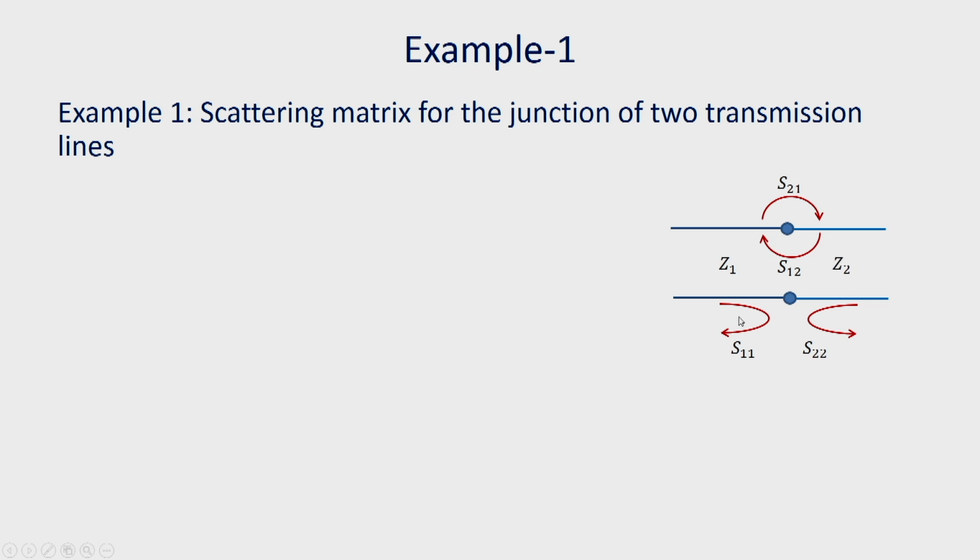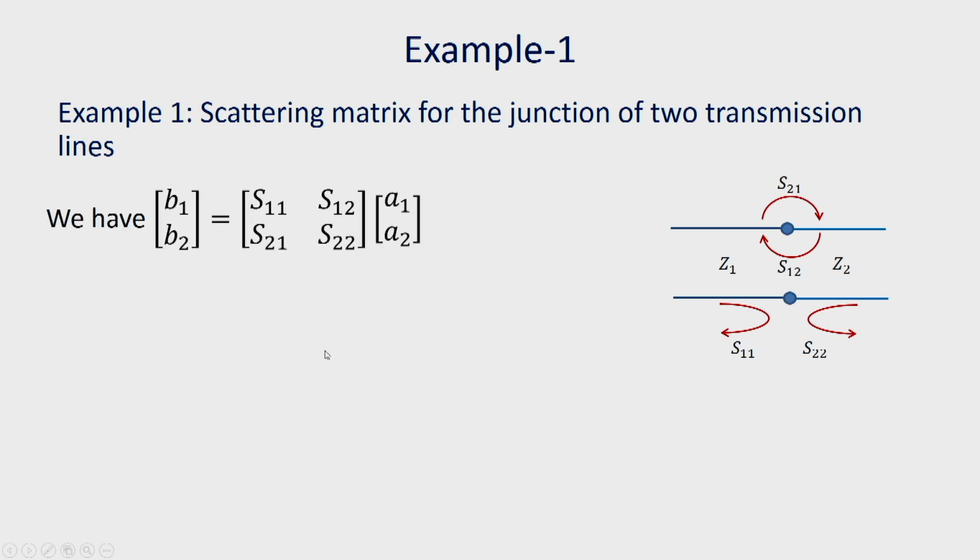and this is S11 and S22, these are essentially the reflection coefficients at the junction, and S21 and S12, these are the transmission coefficients for the junction. And let us find out these S parameters S11, S12, S21, S22. So, we have B1, B2 equal to S11, S12, S21, S22 into A1, A2.